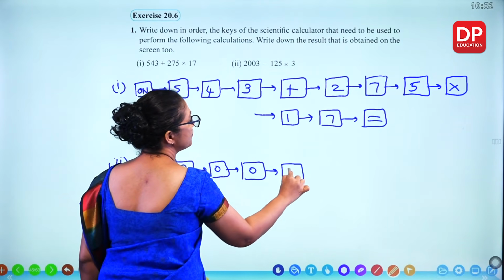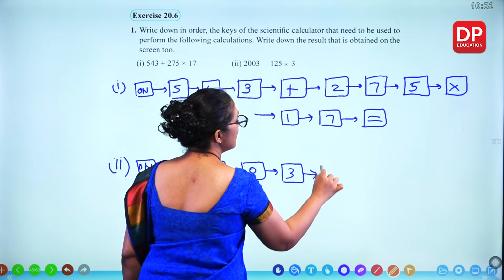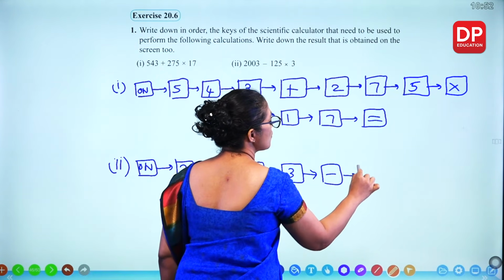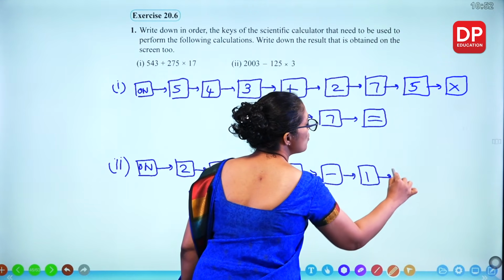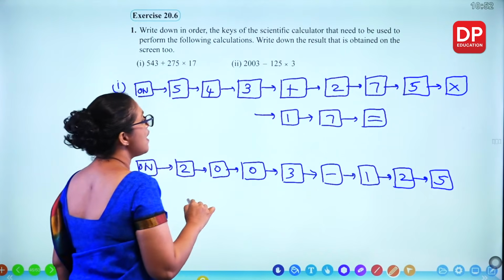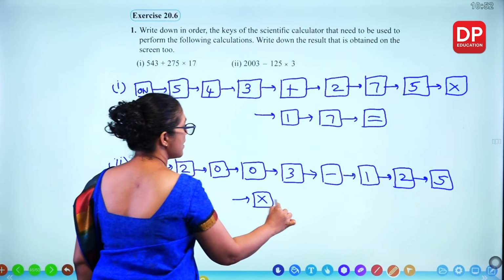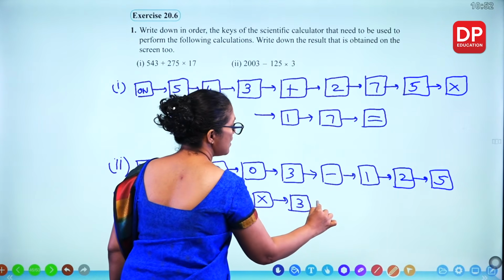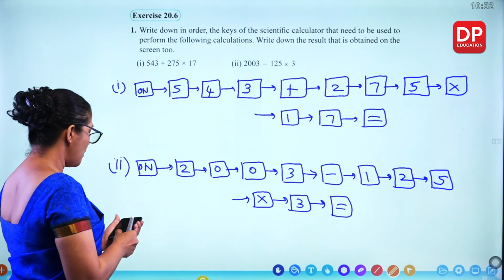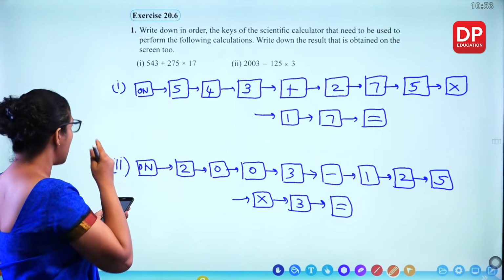2003 minus 125 multiplied by 3. Then use the equal sign. Now we'll see how we can find out the answer.